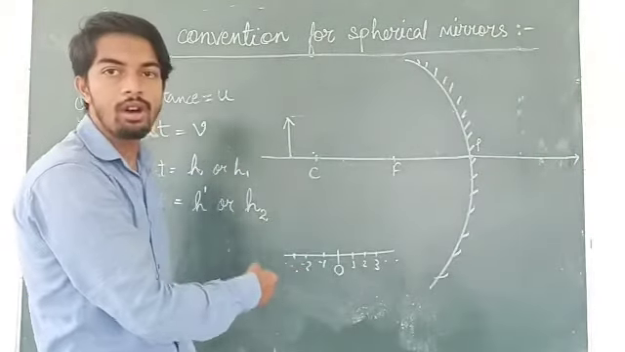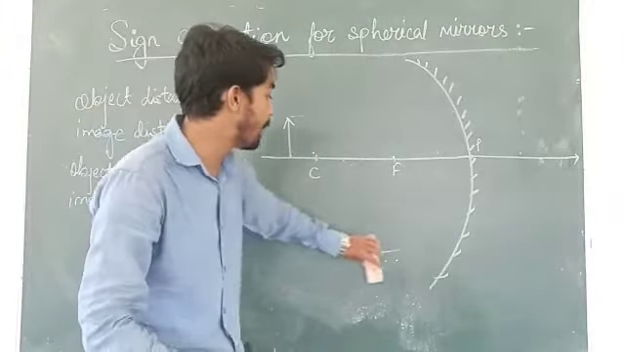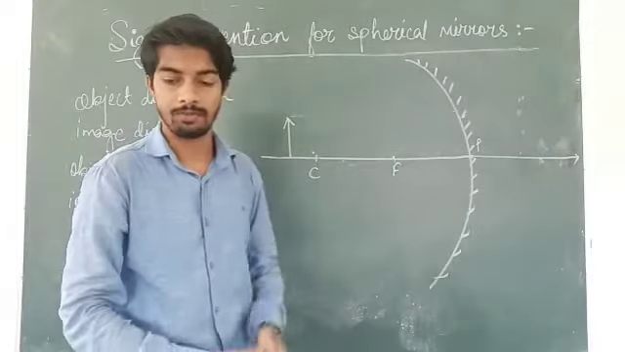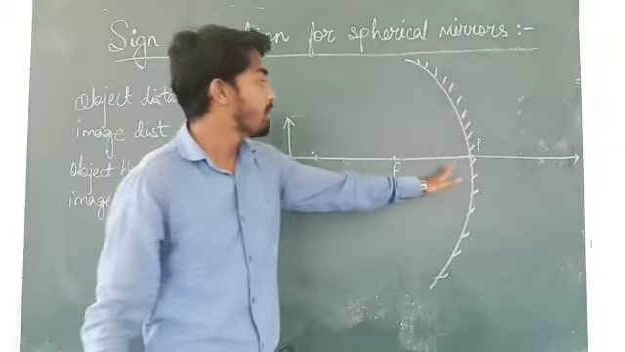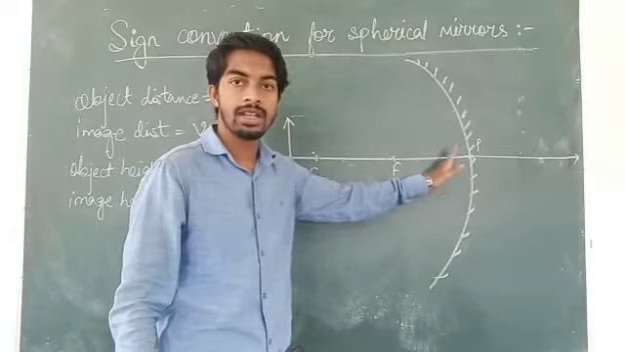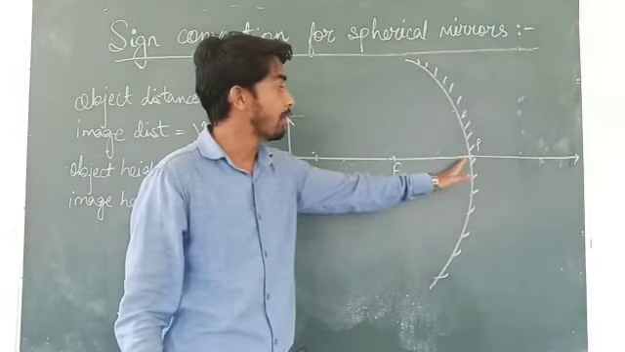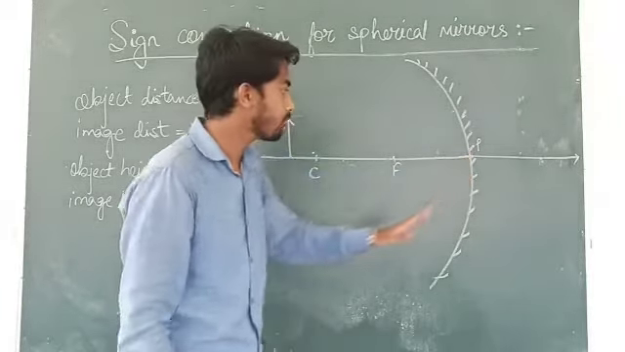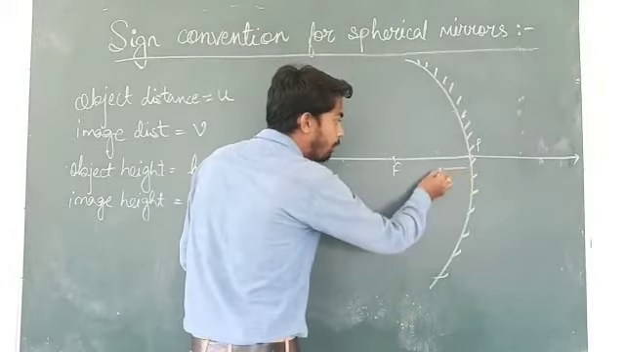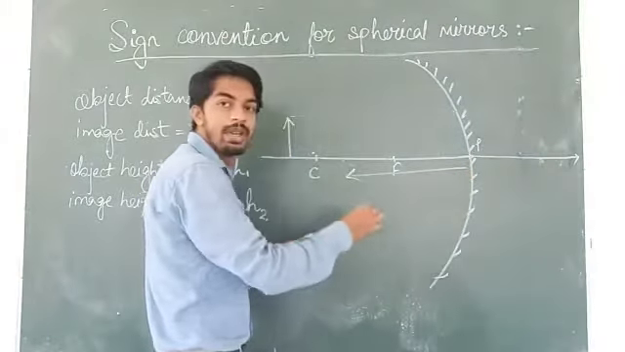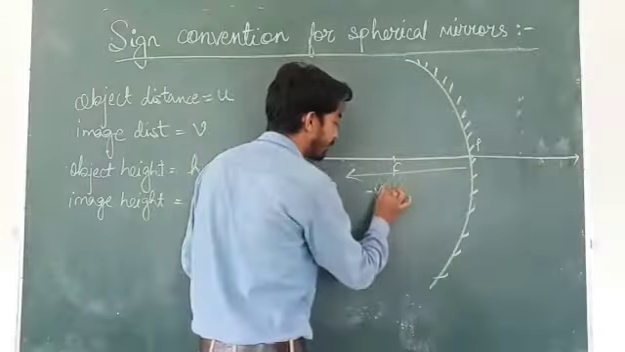So the same method is also applied to the mirror. All the measurements are to be taken from the pole. That means we can assume the pole as a center. So from the pole, if we move to the left, the measurements will be taken as negative.